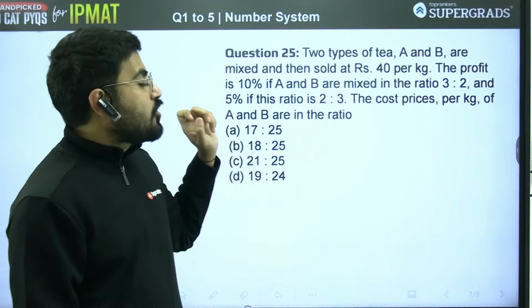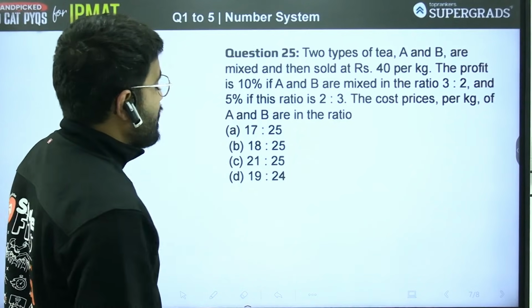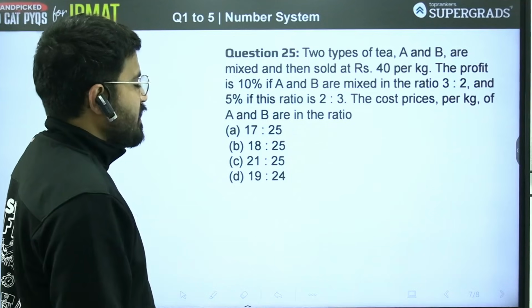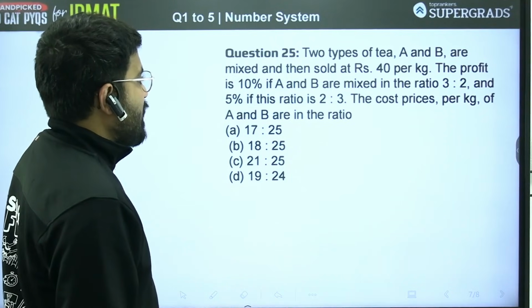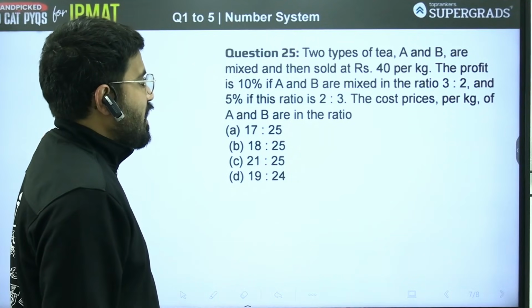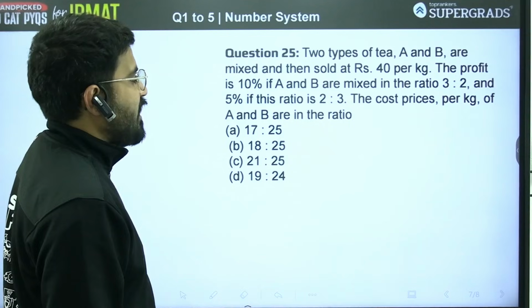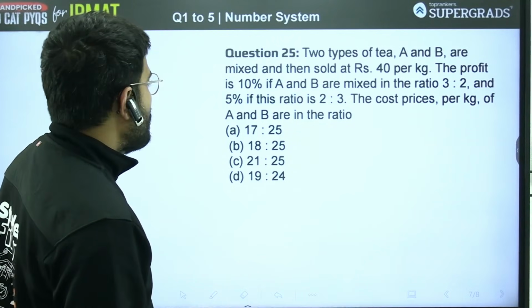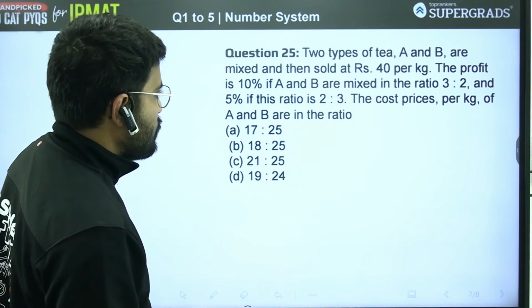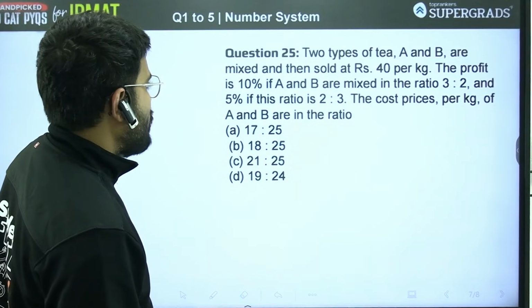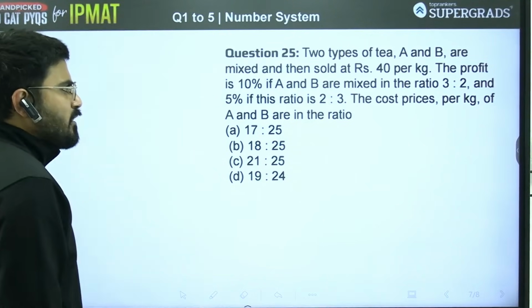Let's have a look. Two types of tea, A and B, are mixed and then sold at 40 rupees per kg. The profit is 10%. Overall profit is 10% if A and B are mixed in the ratio 3 is to 2, and 5% if this ratio is 2 is to 3. The cost price per kg of A and B are. Very simple question.